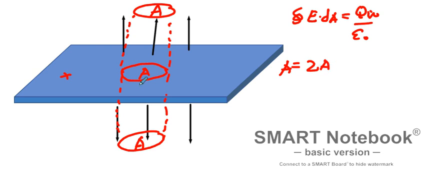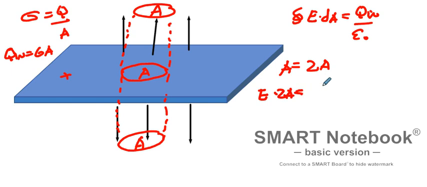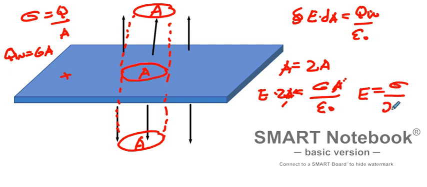Now, what about the charge enclosed right here? Well, let's call this sigma, which is equal to Q over A. It's a charge to area ratio. Then Q inside is going to equal sigma times A. So let's put this into our equation. We have E times 2A is equal to Q inside, which is sigma A, over epsilon naught. And we see that our areas do cross off. The electric field is equal to sigma divided by 2 epsilon naught.